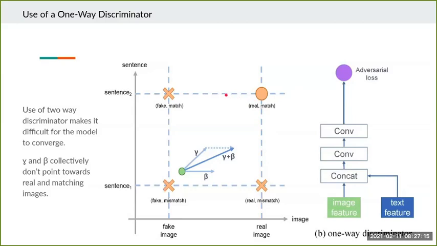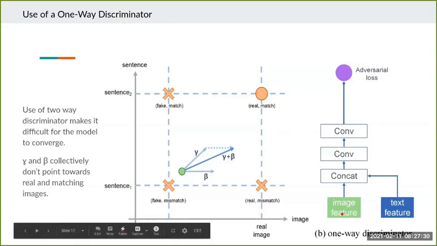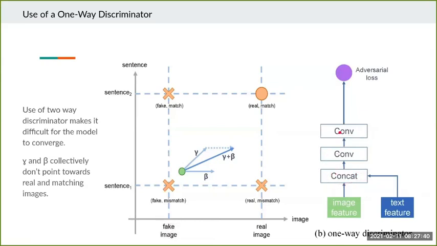And to support that, what we earlier saw was a two-way discriminator. Now they are trying to use a one-way discriminator, and they have changed the use of the discriminator in the following way. Earlier work used a two-way discriminator; they are just using a one-way discriminator in which the image and the textual information are concatenated, again the basic method, and then passed through several convolutional layers, and finally the adversarial loss is found. So the adversarial loss in the overall view that was visible was this adversarial loss and not the two-way adversarial loss.